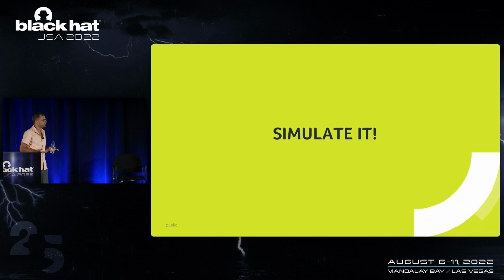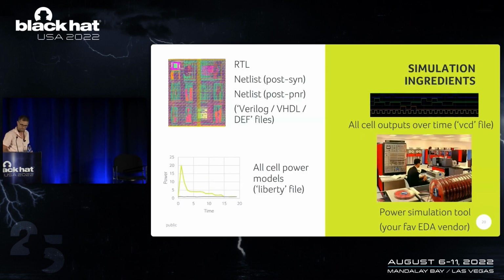And we do that by simulation. The chip doesn't exist yet, so this is the best we can do. So what are the ingredients that we need for this? There's sort of four basic ones. One is that chip design.